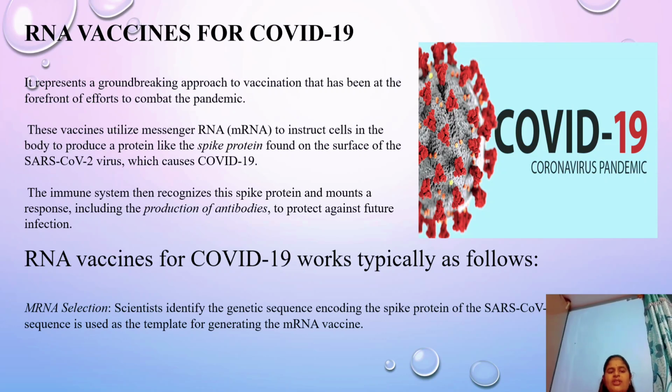The immune system recognizes the spike protein and mounts a response, including production of antibodies, to protect against future infections. The RNA vaccines for COVID-19 work typically as follows. The mRNA sequence encoding a critical portion of the SARS-CoV-2 spike protein is used as a template for generating the mRNA vaccines.